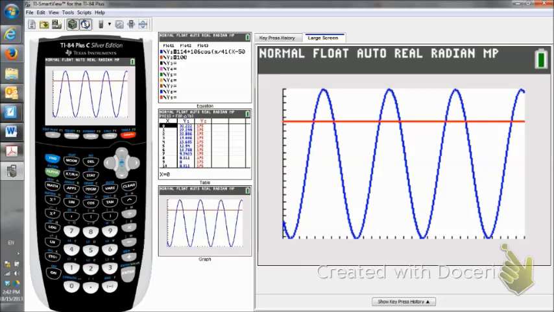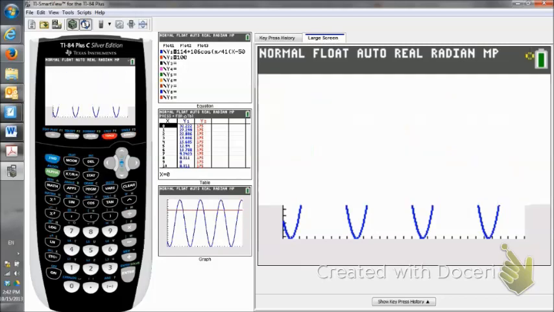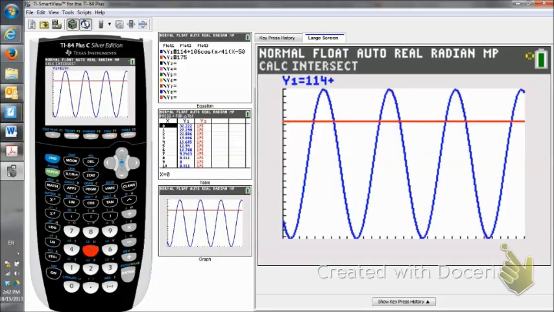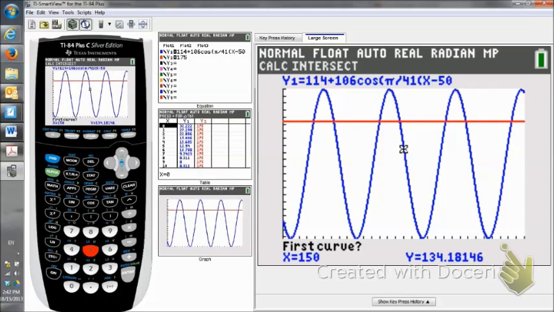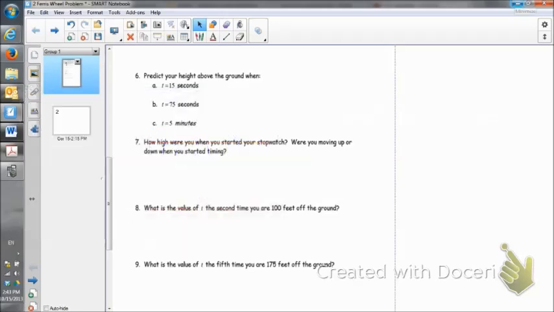So I'm going to do second, trace, intersect, and I'm going to move that dot by pushing my left and right arrows. I'm going to move it close to that fifth intersection. It doesn't have to be right on it, it just needs to be the closest intersection to your cursor. Enter, enter, enter. And it tells me I'm at 175 feet at 201.502 seconds. Alright, so those are just a few different applications of sinusoids.